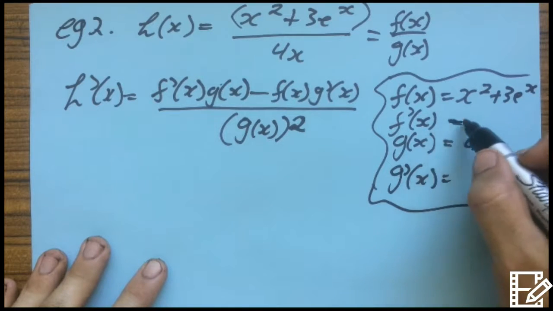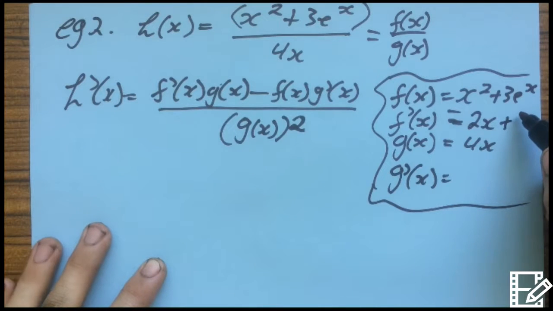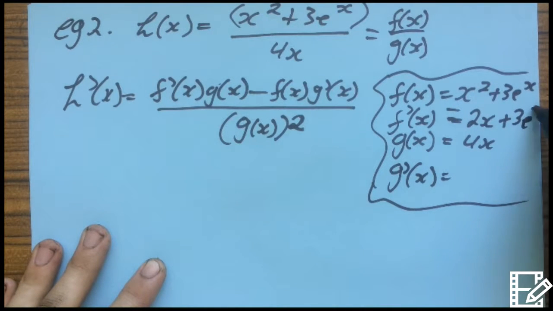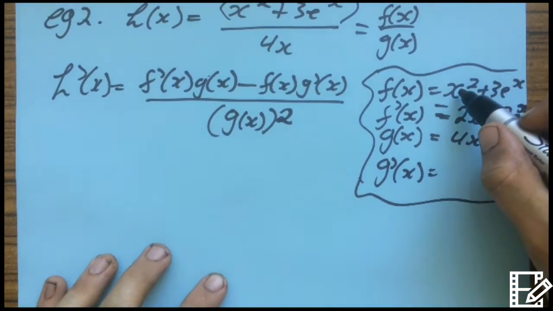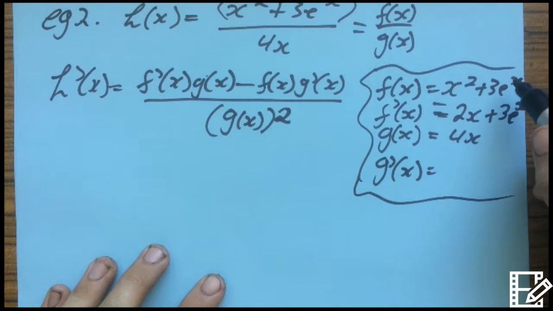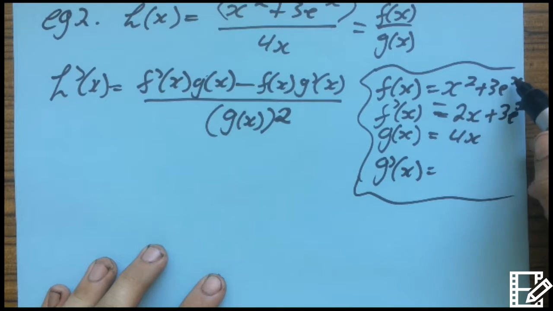So the derivative of f(x) is 2x plus 3e^x. That is because the derivative of x squared is 2x, and for the derivative of 3e^x, the 3 stays there. The 3 only disappears if it's a number by itself. So the 3 stays there, and you multiply it by e^x. Because the derivative of e to the power x is e to the power x, you end up with 3 times e to the power of x. It's the exact same.